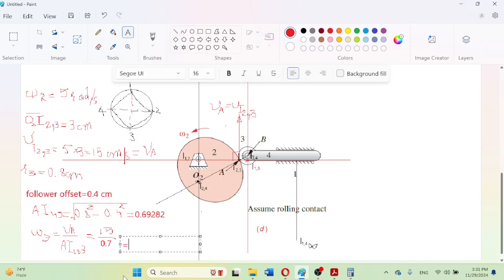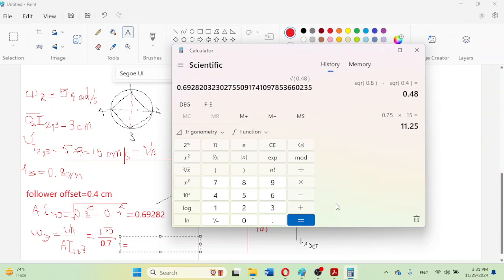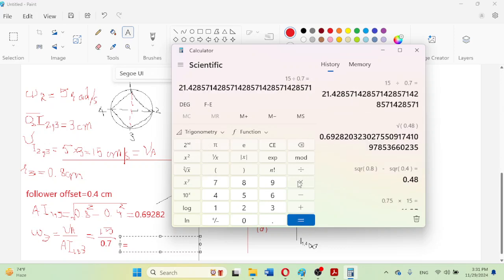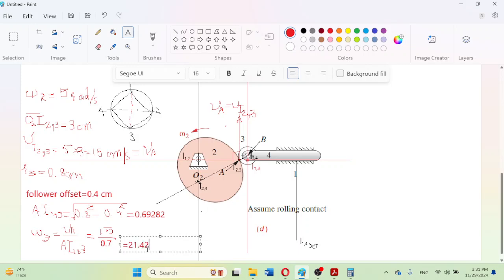So I can calculate here that 15 divided by 0.7 comes out to be 21.42 radians. So up to 2 decimal places we can observe that this will be equal to 0.2 radians per second. So omega 3 has been calculated.